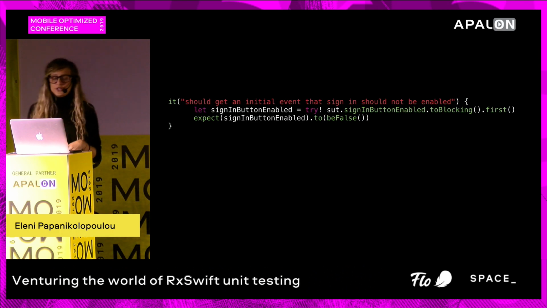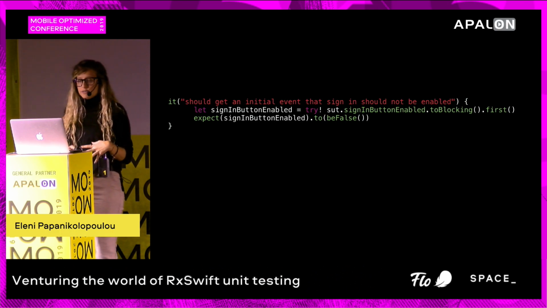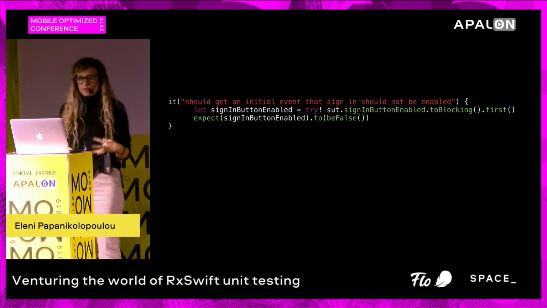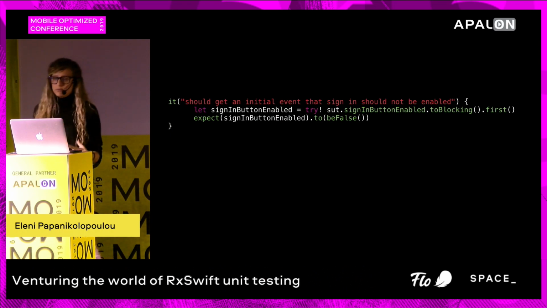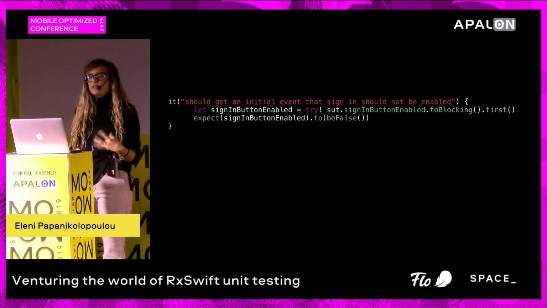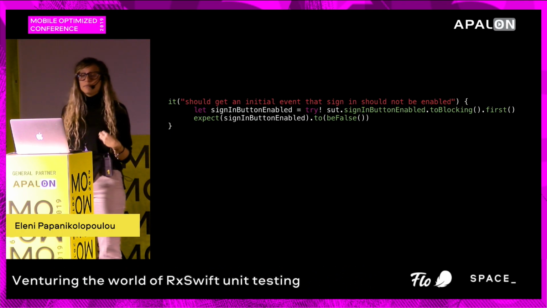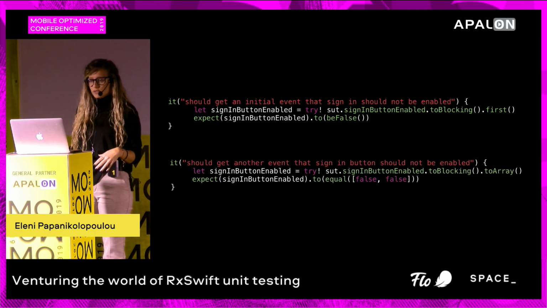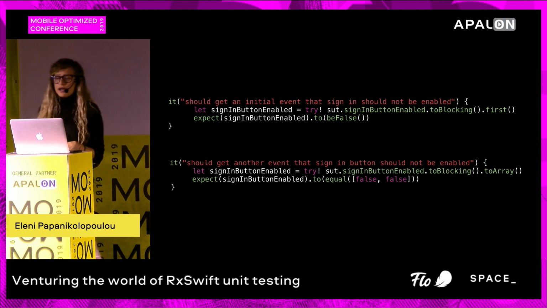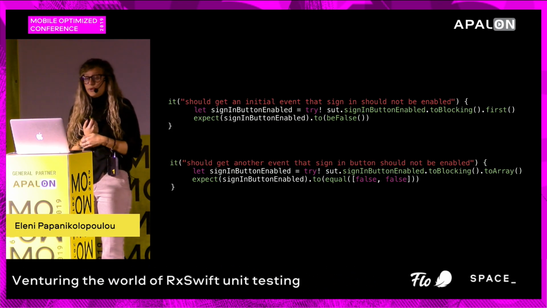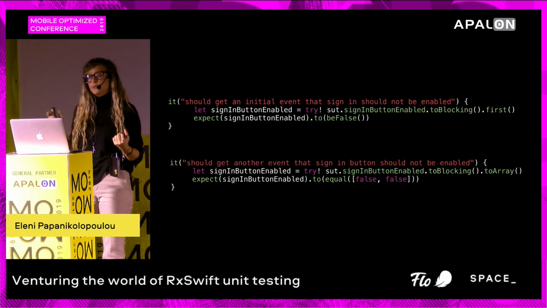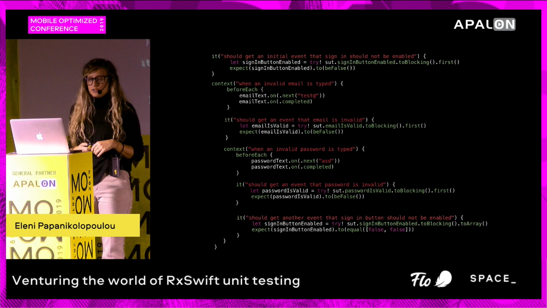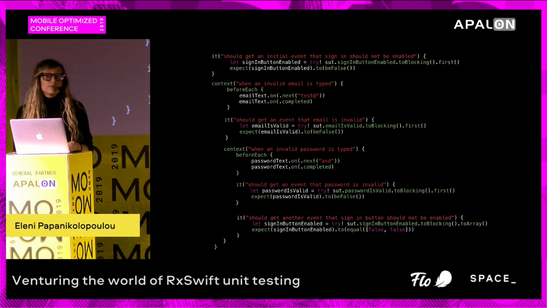And this is how an assertion looks now by using RxBlocking. You can see here that we use try syntax because the toBlocking operator is throwable. So we get the first event emitted from the sign-in button enabled observable, and we validate the value. And here we use the toArray operator to get the events emitted in an array and validate them. So this is how our assertions look now.